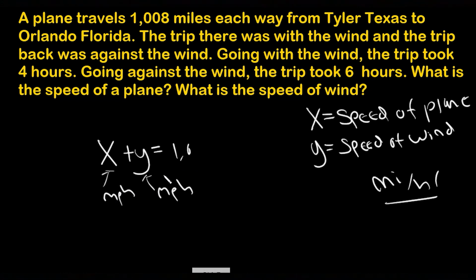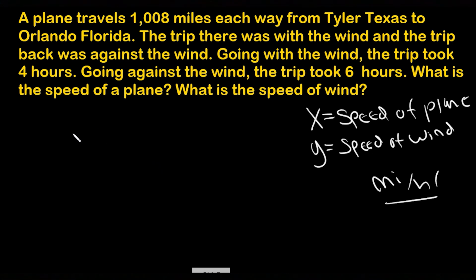So let's go ahead and get rid of all of this here, and we'll talk about how we're going to set this up because it's fairly simple once you know how to. We're simply just going to say equation 1, x plus y. All right, so that's going there. I'm going with the wind. So the speed of the plane plus the speed of the wind is going to be equal to the total distance, 1,008. Now we have an issue here. We already talked about it. Both of my variables are in miles per hour and 1,008 is in miles. How do we take care of that?